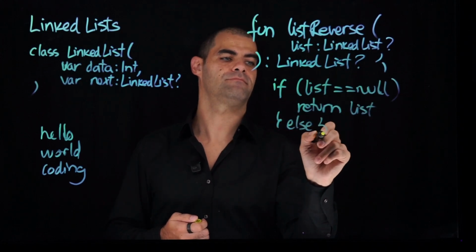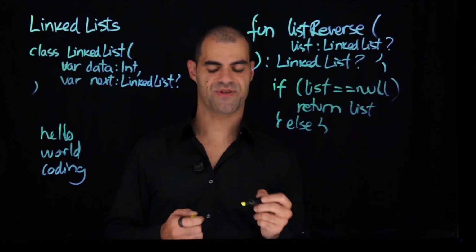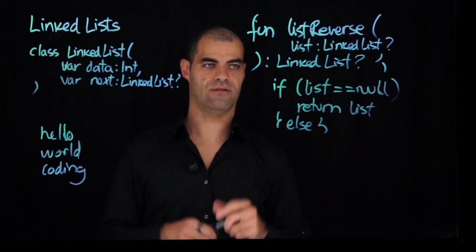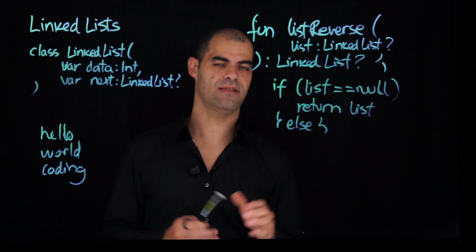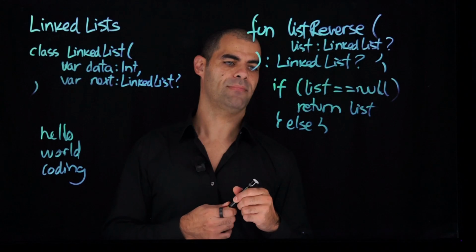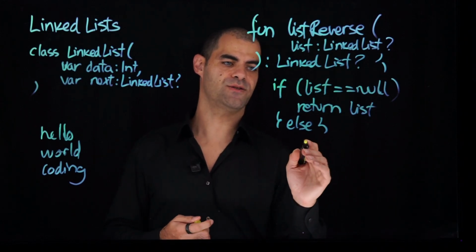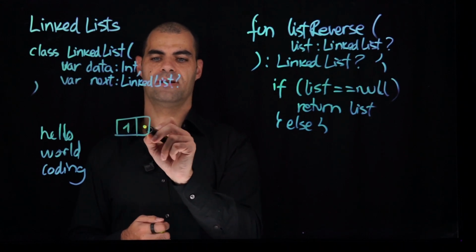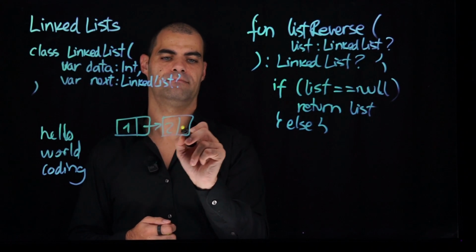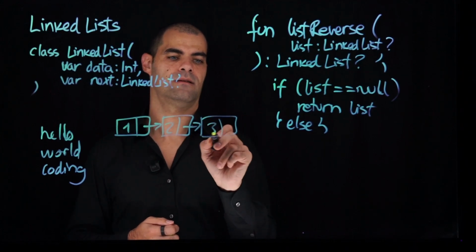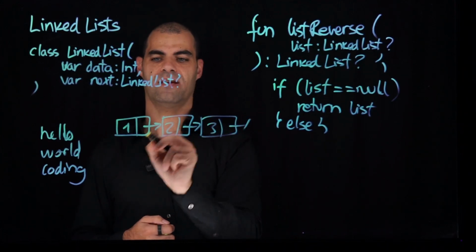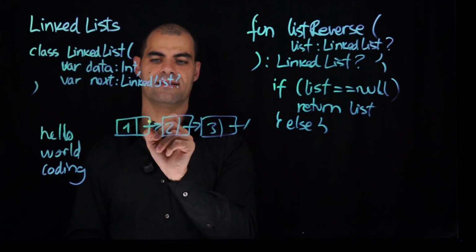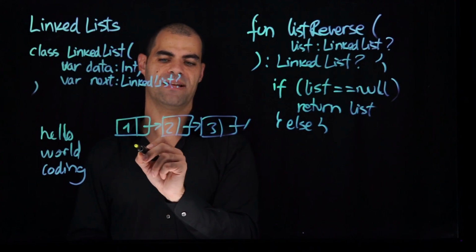Otherwise, we need to reverse the list. So how can we reverse the list? A simple way to reverse, and don't forget, try to solve this yourself first and then look at the solution, is to take an element from one list and add to another. So if our list is like this, then we take the first item from here and we prepend to another list.